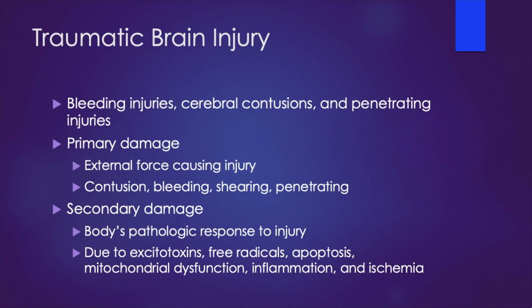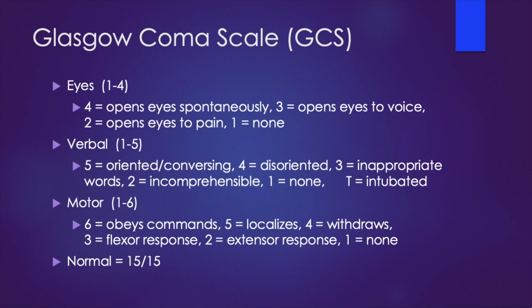Secondary damage results from the body's response to primary damage. Some of these mechanisms are part of the healing process, and this damage happens hours to days later. Secondary damage occurs through a variety of mechanisms, including from excitotoxins like glutamate, free radicals, apoptosis, mitochondrial dysfunction, inflammation, and ischemia. One of the tools we use in the assessment of traumatic brain injury is the Glasgow Coma Scale.